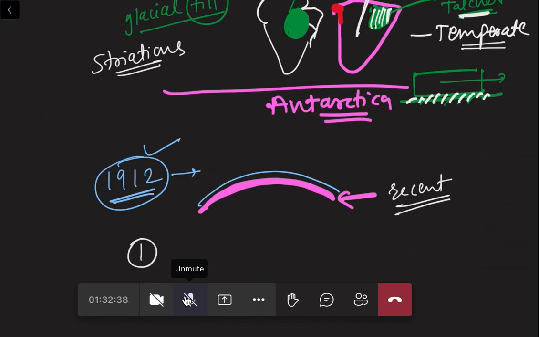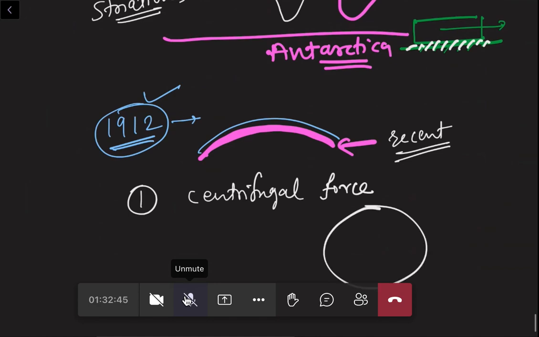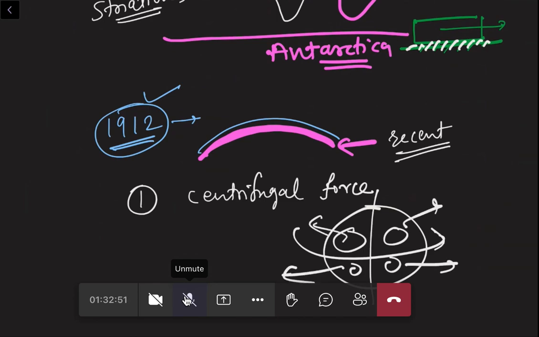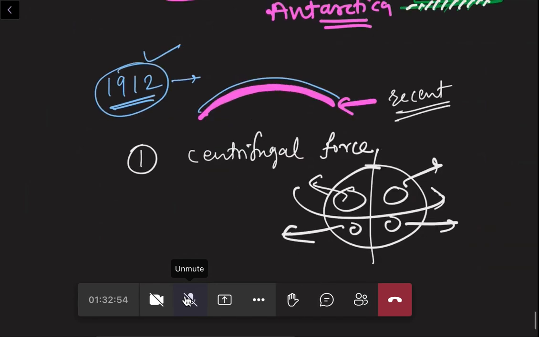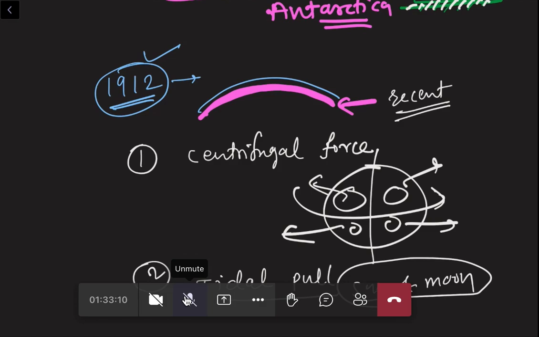The first force, he said, was the centrifugal force. As Earth is rotating, these continents are thrown away and they are moving. So this was his first explanation: it was because of the Earth's centrifugal force. The second, he said, is because of the tidal pull of the sun and the moon.